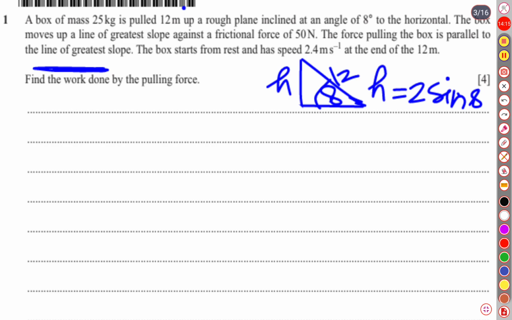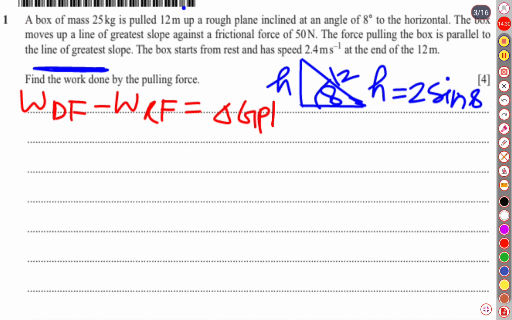Well, we have already decided that we are going to apply the work energy equation. So work done by the driving force minus work done by the resistance force is equal to the change in GPE plus the change in KE. That means the change in gravitational potential energy as well as the change in kinetic energy. So the work done by the driving force is to be obtained, and it will remain as it is. And then the work done by the resistance force.